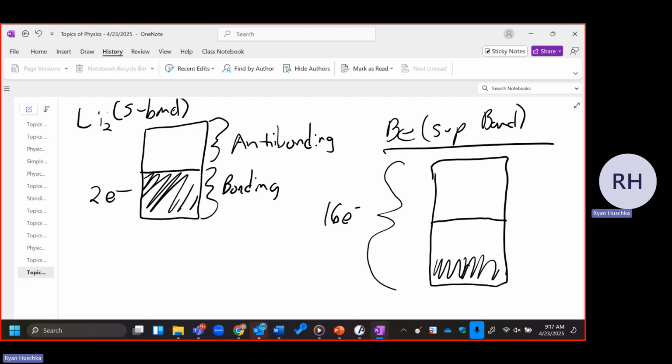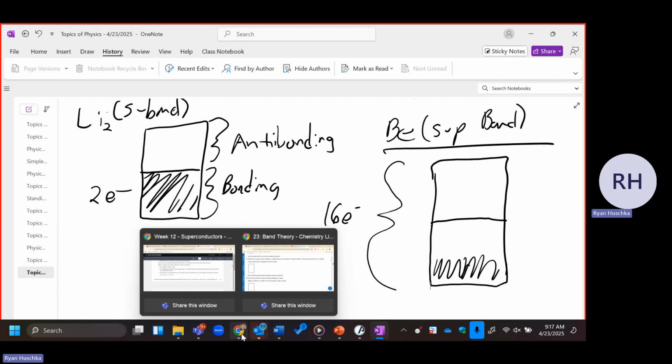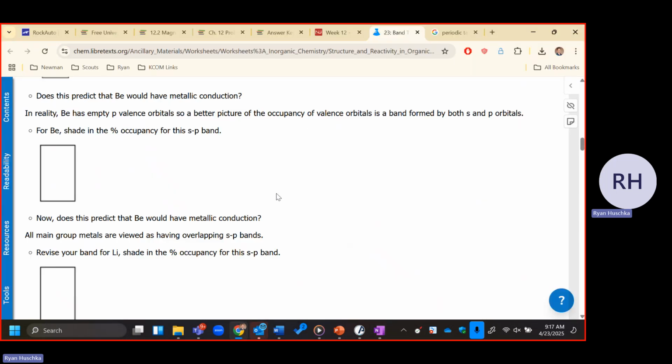If you went to a mole of beryllium atoms, you would have an enormous number of electrons. You would have this nice, no real energy gap between your valence and your conduction band, right? So you'd have this good overlap. Okay, what else?